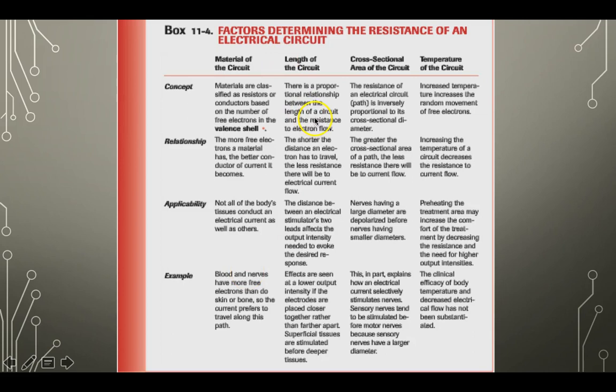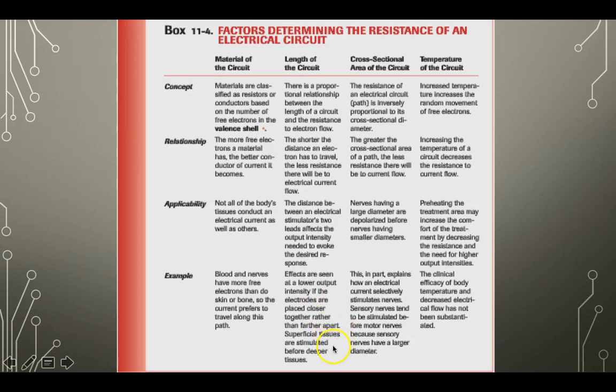The length of the circuit, so the proportional relationship between the length of the circuit and the resistance. The longer the circuit, the more those electrons are going to have to move, and so it's going to be harder for the current to flow. And vice versa, the shorter the distance that the electron has to travel, the less resistance there will be. We see this again in the body, so examples are seen at a lower output intensity if the electrodes are placed closer to each other rather than further apart.